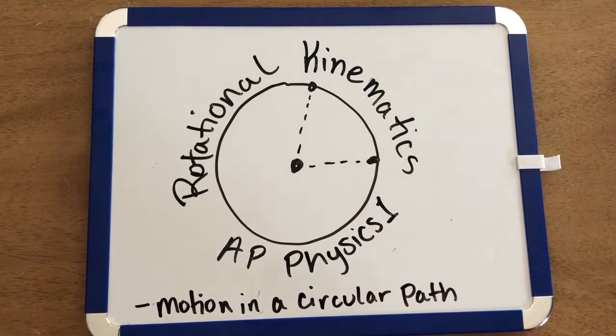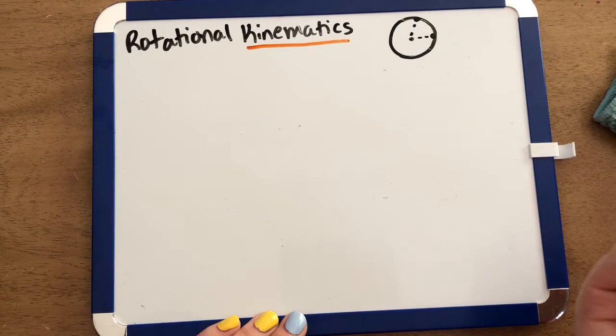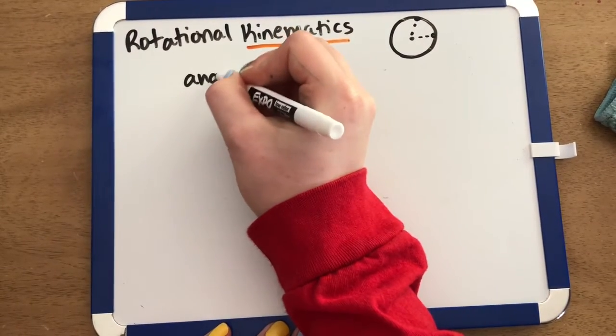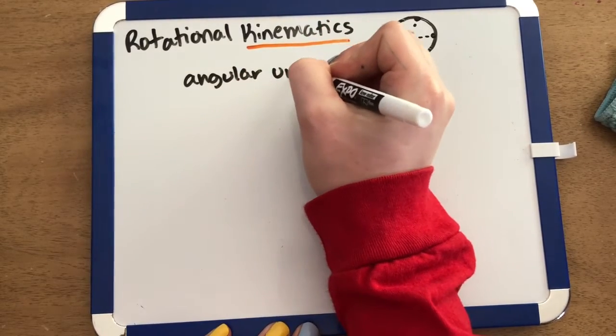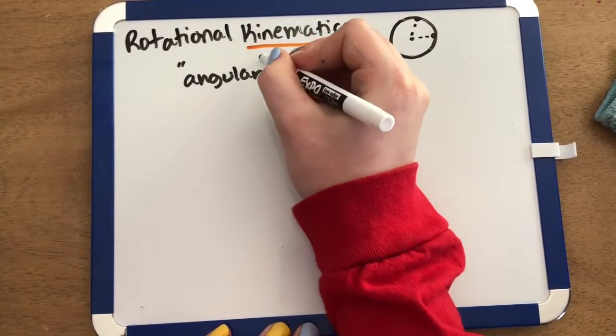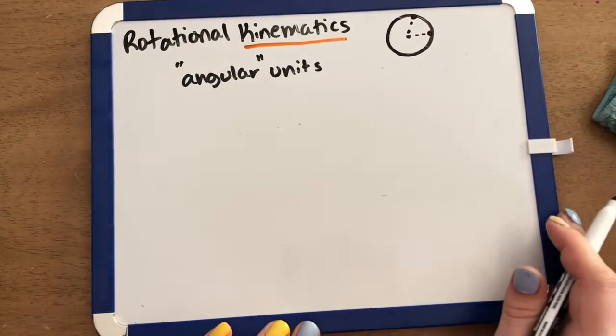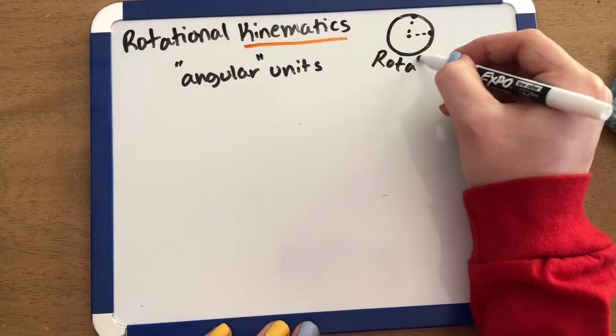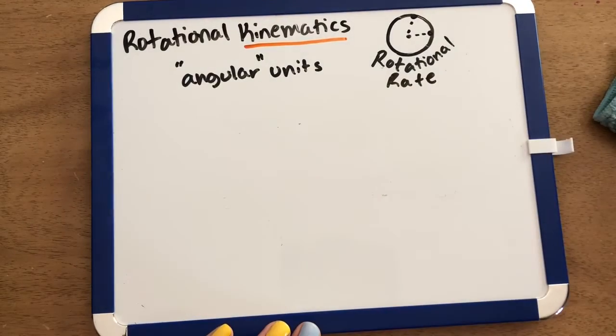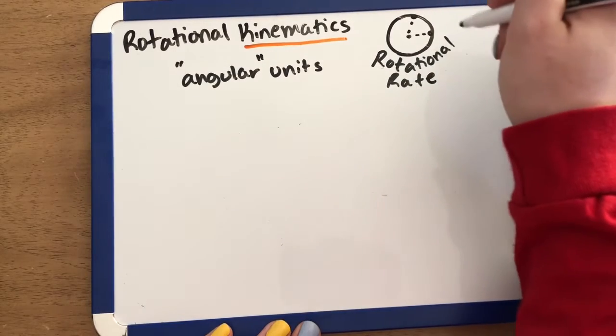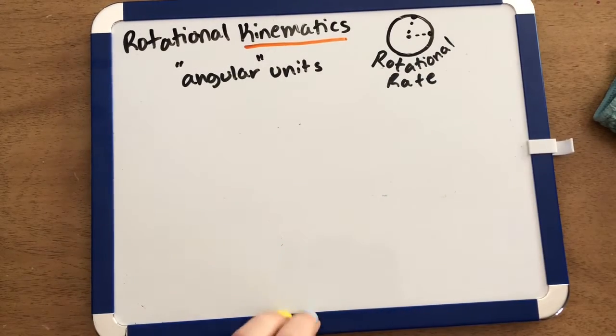Today, AP Physics, we're going to talk about rotational kinematics, which is motion in a circular path. Now, because we're talking about rotational kinematics, rather than using linear units, which describe how far an object goes in a straight line, we are going to use what's called angular units, which describe the rate of rotation. It's how much an object will rotate in radians or degrees. So let us simplify some of our symbols first.